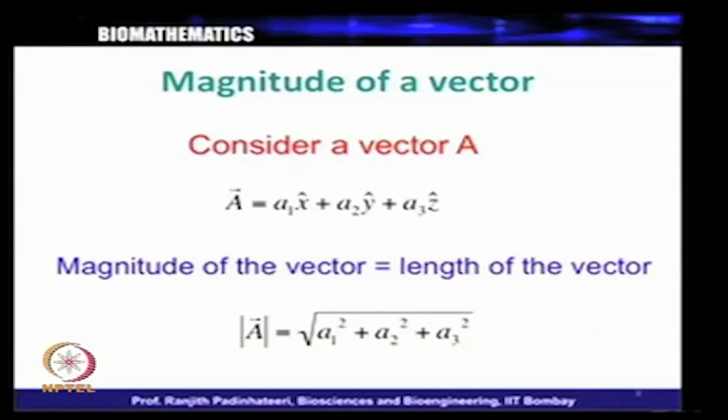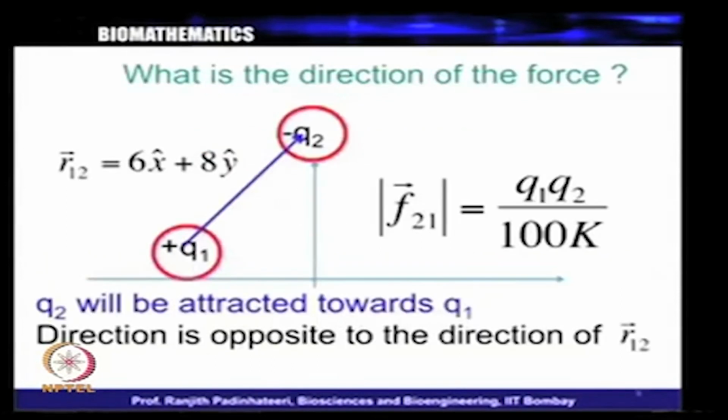So, now let us go back to the force. We know the magnitude of the force now, which is q1 q2 by 100k. Now, the question we want to ask is, what is the direction of the force? We know the magnitude of the force, we know how much force q2 will feel, but in which direction will q2 be pulled?